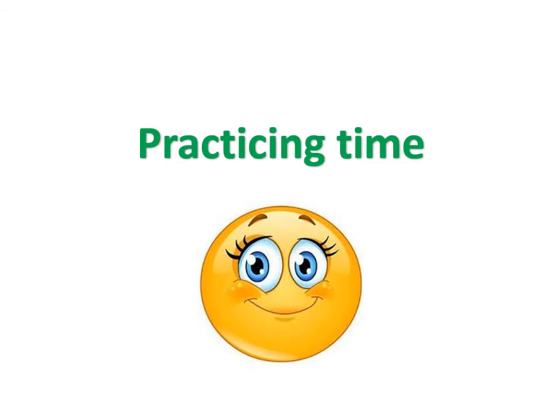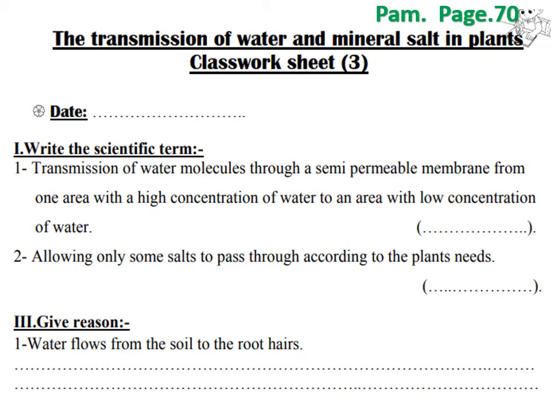Now it is the time for practice. Pamphlet page 70. Write the scientific term. Transmission of water molecules through a semi-permeable membrane. Semi-permeable membrane means plasma membrane. From one area with a high concentration of water to an area with low concentration of water. Or in other words, from a low concentration solution to high concentration solution.